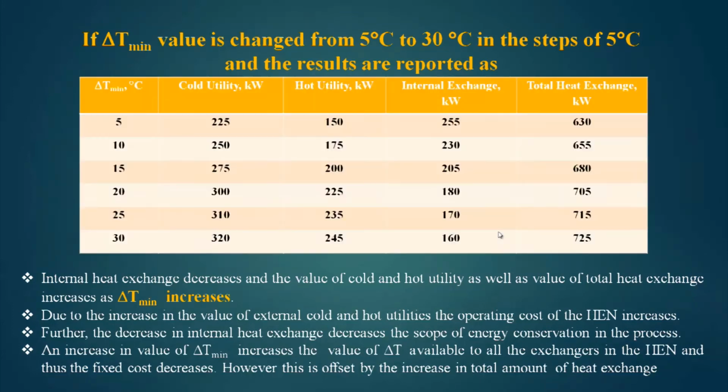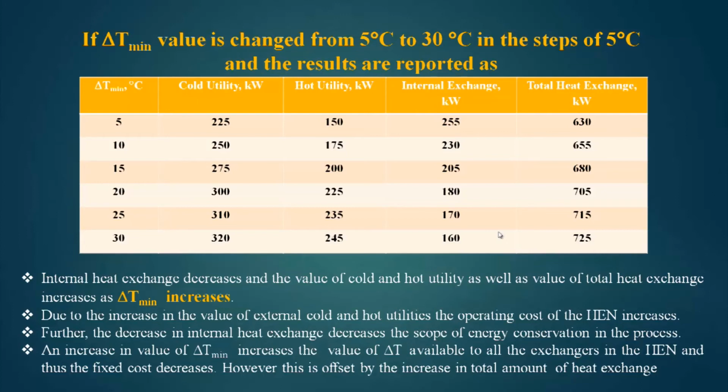Now, if we take that problem and find out what is the amount of cold utility, what is the amount of hot utility, what is the amount of internal exchange and what is the total amount, then we come to these figures. That is, if delta T minimum is 5, the cold utility requirement is 225, hot utility requirement is 150, internal heat exchange is 255 and total heat exchange is 630.